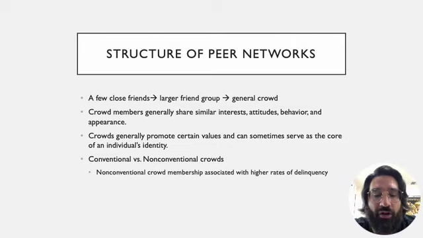And then we have what we call conventional versus non-conventional crowds, where non-conventional crowd membership is associated with higher rates of delinquency. When we say conventional versus non-conventional, we're talking about conforming to general standards and social norms as more conventional. Non-conventional would be bucking the status quo, going against some social norms. You could see that that's correlated maybe with slightly more antisocial tendencies or behaviors.